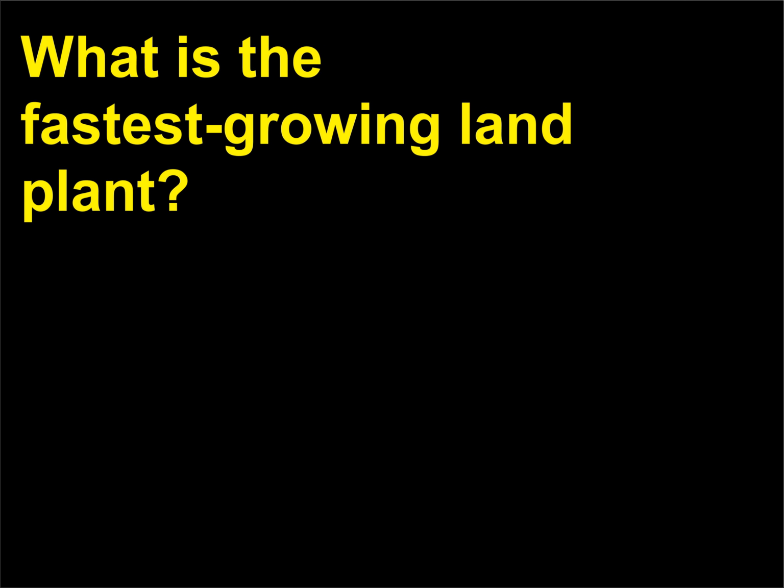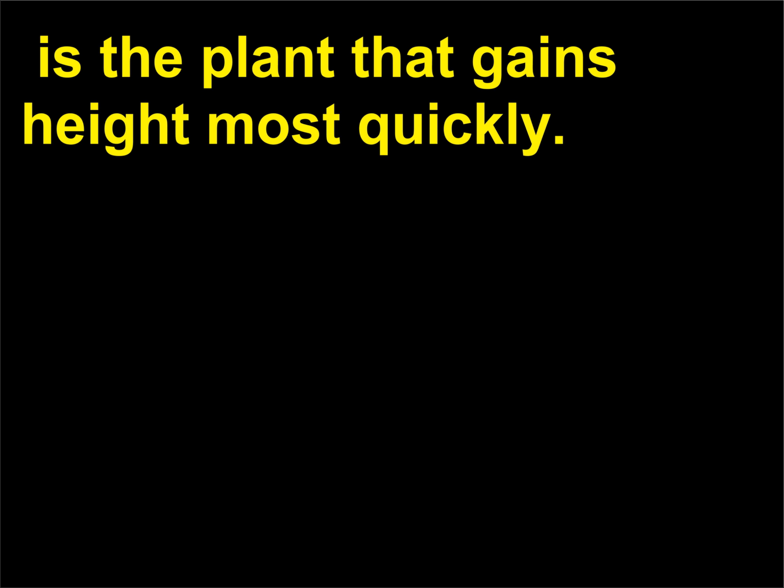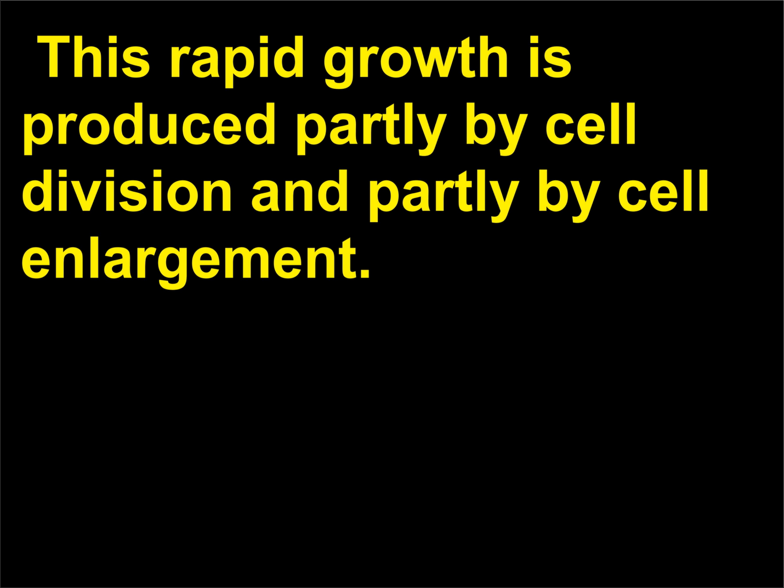What is the fastest growing land plant? Bamboo, Bambusa spp. Native to tropical and subtropical regions of Southeast Asia and islands of the Pacific and Indian Oceans, is the plant that gains height most quickly. Bamboo can grow almost 3 feet, 1 meter, in 24 hours. This rapid growth is produced partly by cell division and partly by cell enlargement.